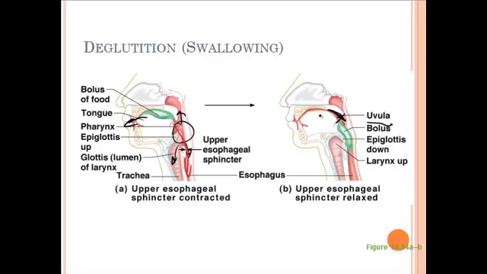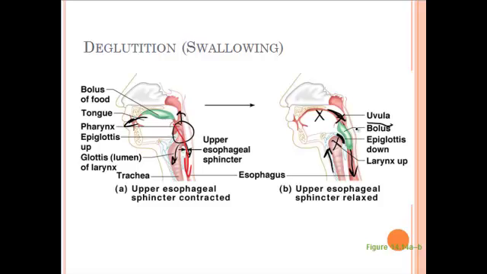Your tongue cuts off your mouth so that the food can't go back out the front of your face. And then the larynx raises up and causes the epiglottis to fold down and cover the trachea so that this pathway is no longer available. So the only place the food can go is down the esophagus, and that's what we want. So we're able to do that.